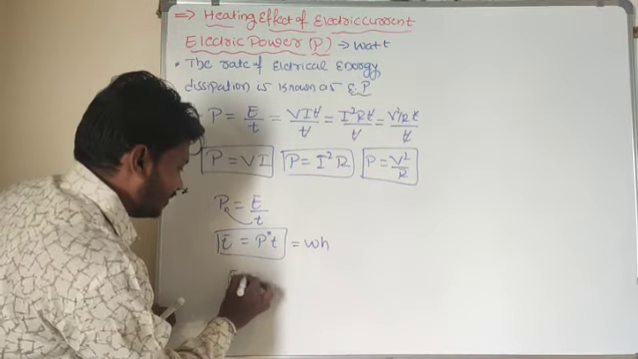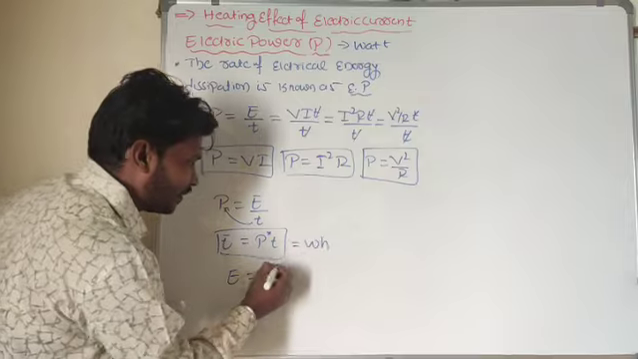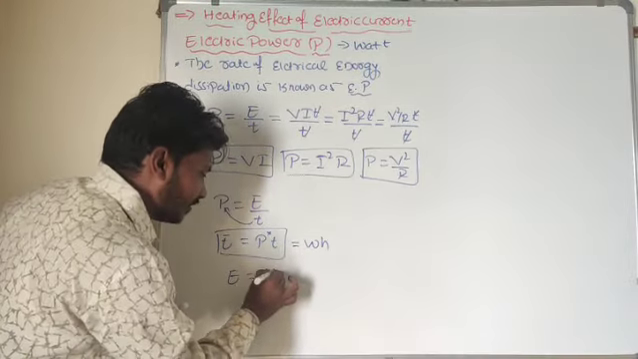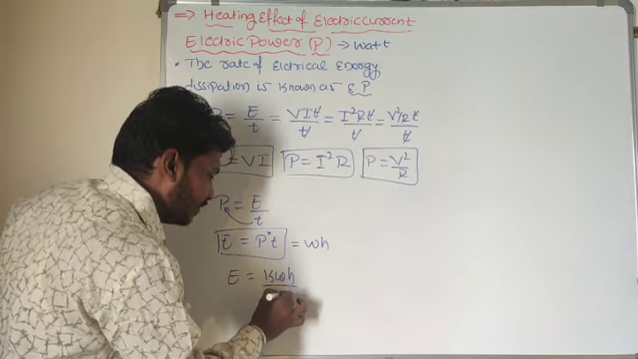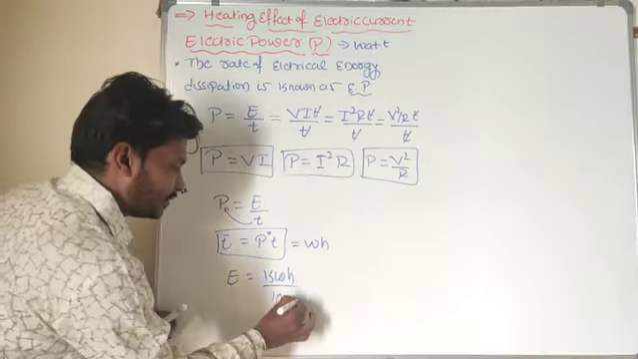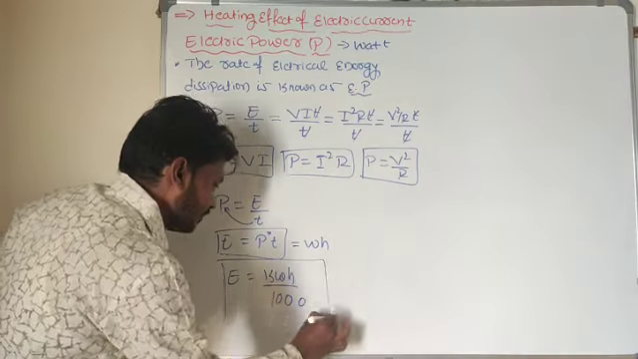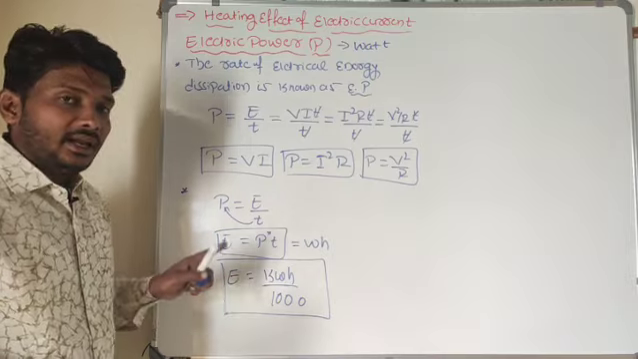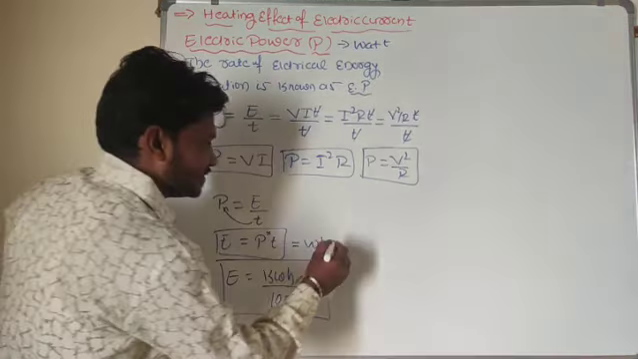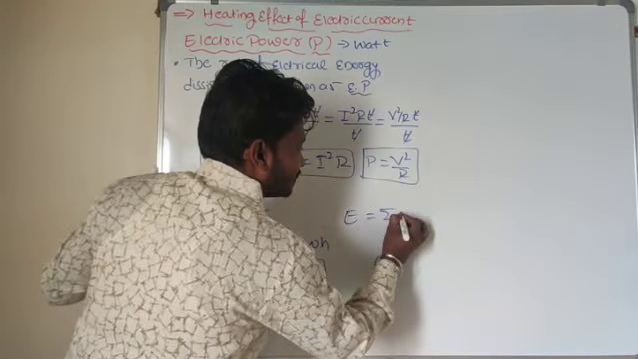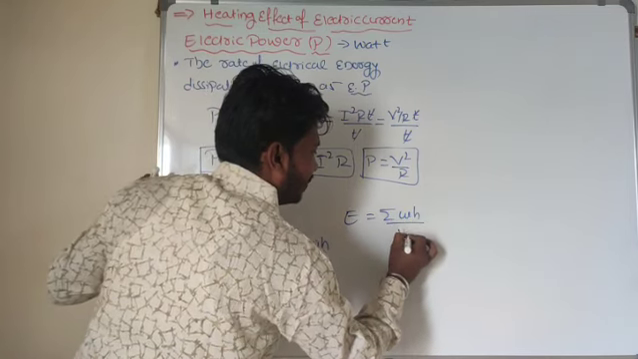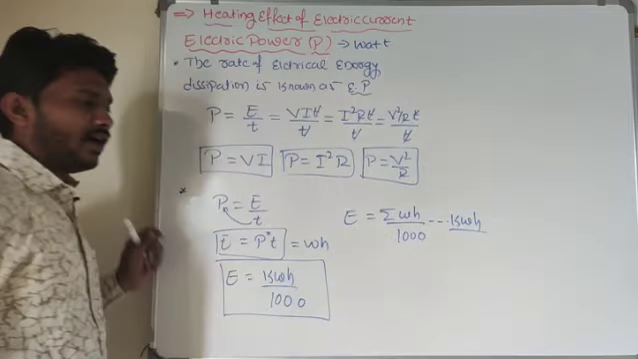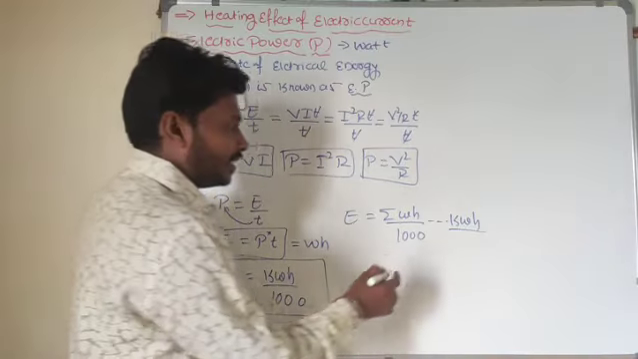So look at here, in order to express in terms of kilowatt hour, I can take the numerator and denominator and divide by 1000 here. Kilowatt hour, divide by 1000. So this is the formula to find out the electrical energy here. In general, you can consider the summation of watt hour divided by 1000, so we will get the energy in terms of kilowatt hour.